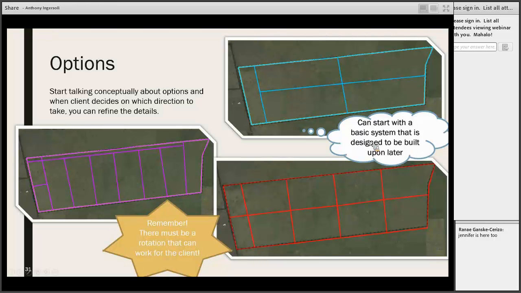And then we can always start with a basic system, and you can easily see how you can go from the blue system to the red by just adding a few more cross fences, and you can move on.